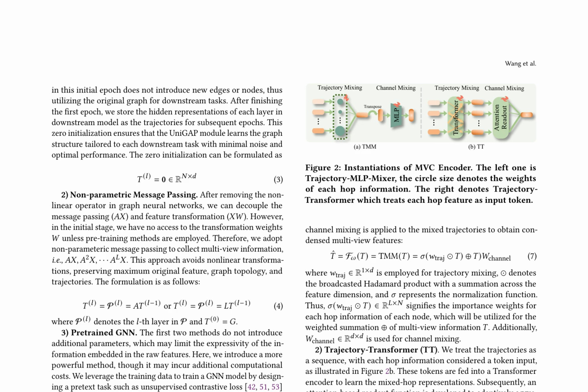Graph neural networks, GNNs, often suffer from the oversmoothing problem, which arises from the repeated application of message passing and feature transformation. To address this limitation, the authors propose a novel approach, introducing the UniGAP module, which adaptively updates the graph structure during training. The UniGAP module consists of 3 key components: trajectory generation, multiview condensation, and adaptive graph upsampler.